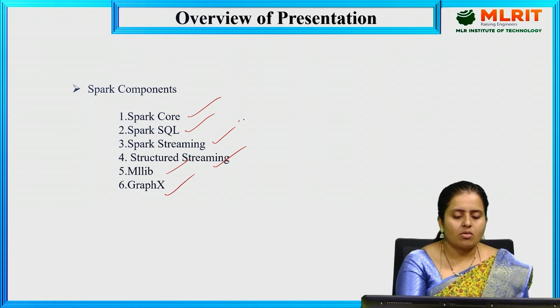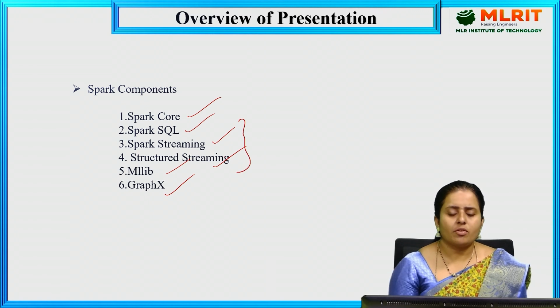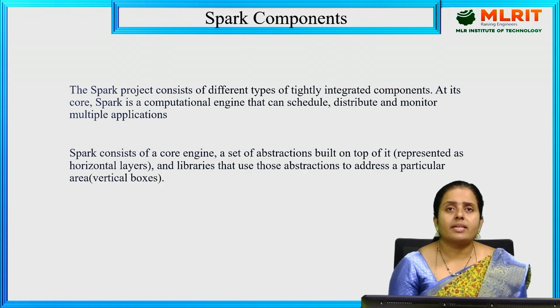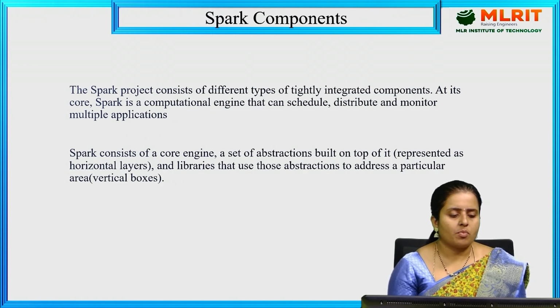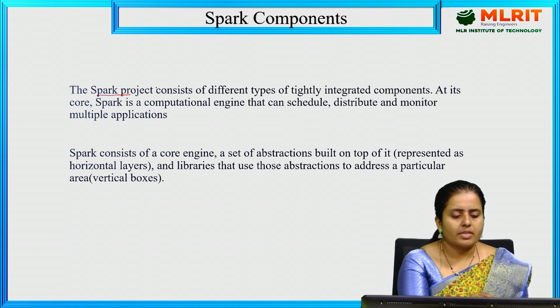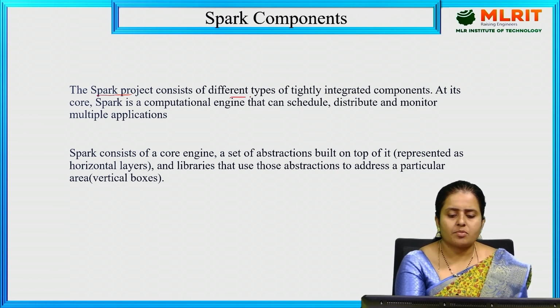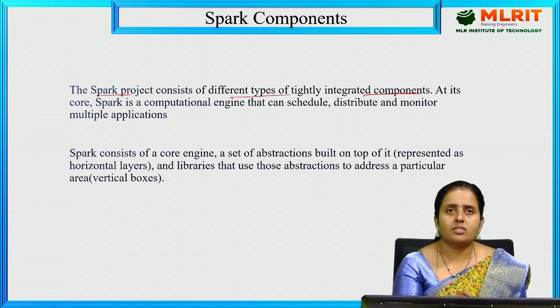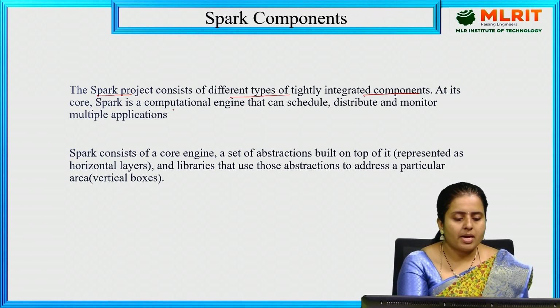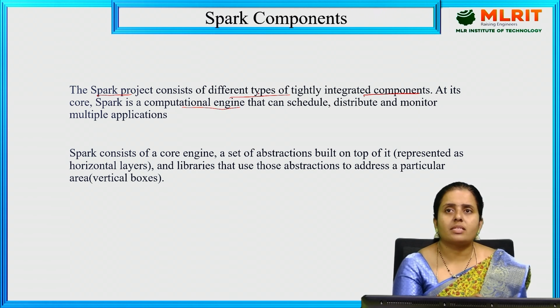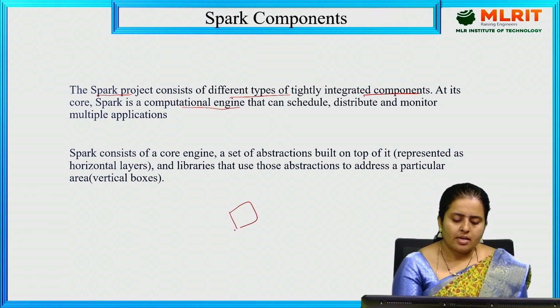So what are all these Spark components? We are going to look into it. Now let's start. The Spark project consists of different types of tightly integrated components. Here Spark has multiple components which are integrated tightly. At its core, Spark is a computational engine. As I told you in the previous lectures, Spark works as a core engine in between the data source and the data sink.